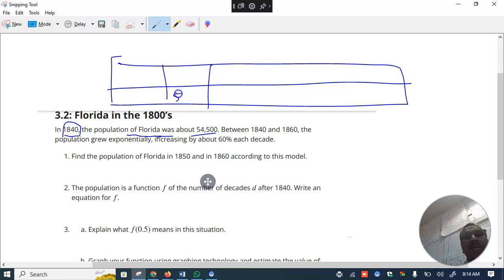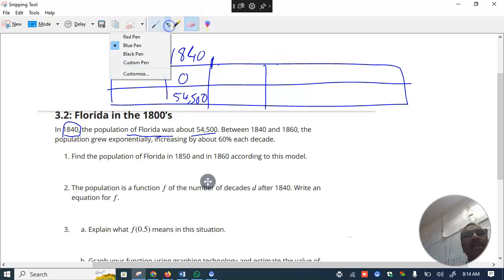So this is 54,500. So there's a zero here, so I'll put a zero here. Okay. And this is 1840. So right on top, just to understand the concept, I'm writing 1840 as the year the population was measured. And between 1840 and 1860, let's see. So this is 1860. Population grew exponentially.